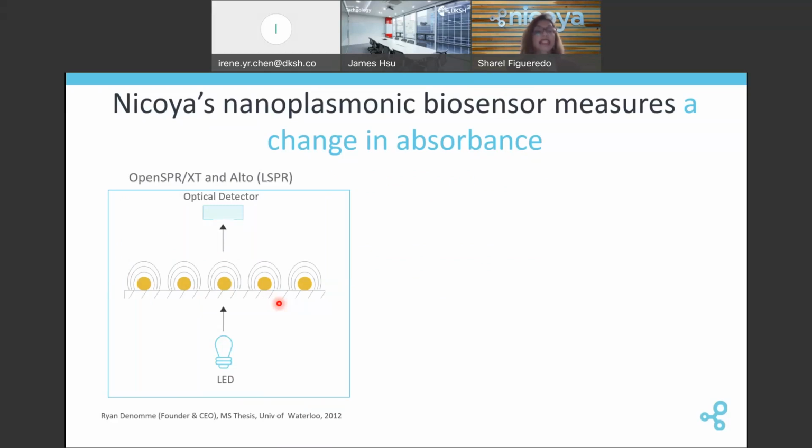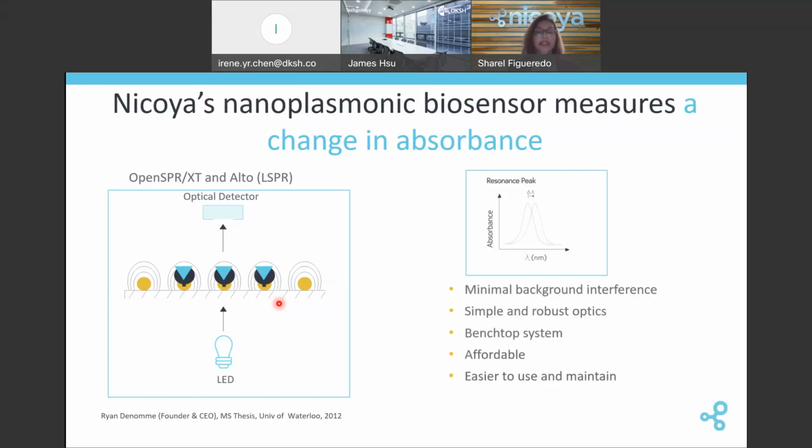Now, this technique is known as localized surface plasmon resonance, as we can monitor and measure binding between a ligand and an analyte very close to the sensor surface. Upon binding, there's a change in molecular mass, which is directly proportional to the absorbance. And so we measure the change in the absorbance resonance peak.